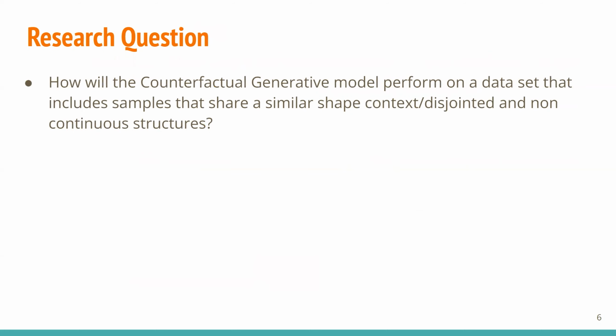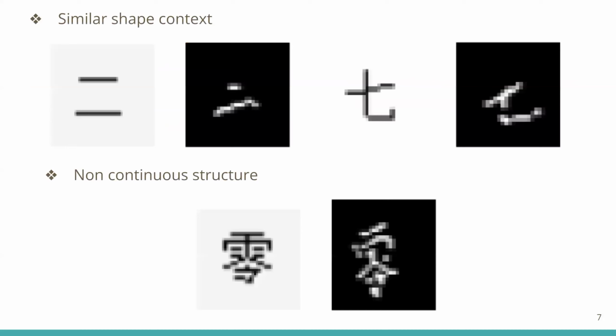We now present our research question. How will the counterfactual generative model perform on a dataset that includes samples that share similar shapes and have disjoint or non-continuous structures? Here are some sample images from our dataset, which demonstrate the disjoint and similar shape properties. On top, we see images with similar shapes but different classes. On the bottom, we see images with the disjoint property. We'll talk more about the dataset shortly.